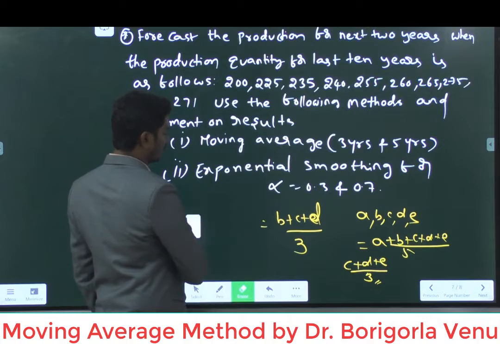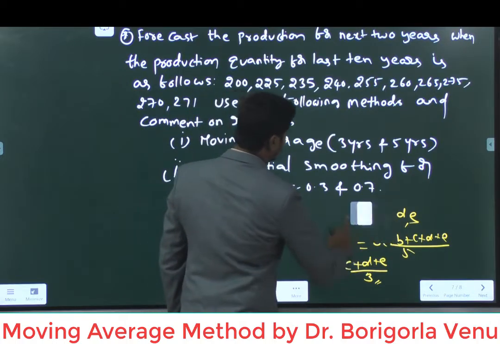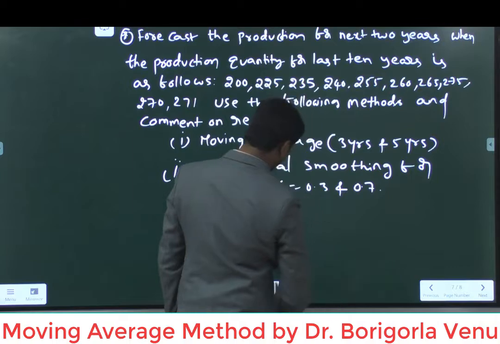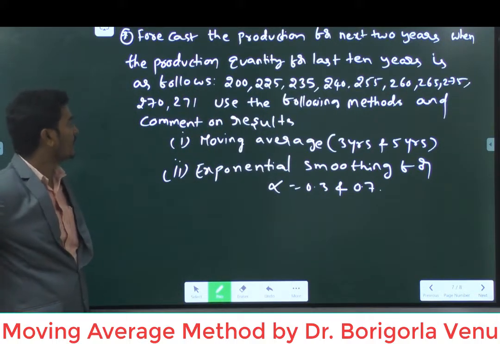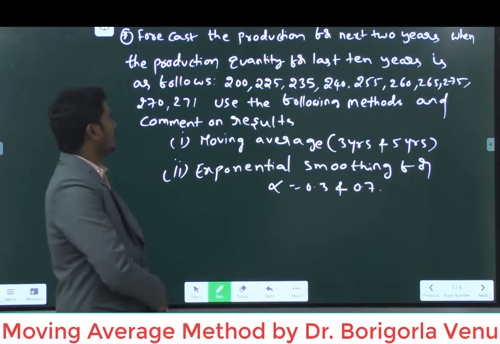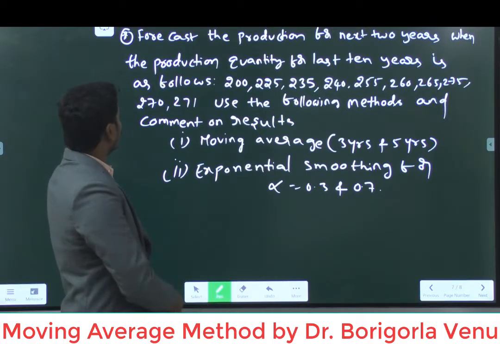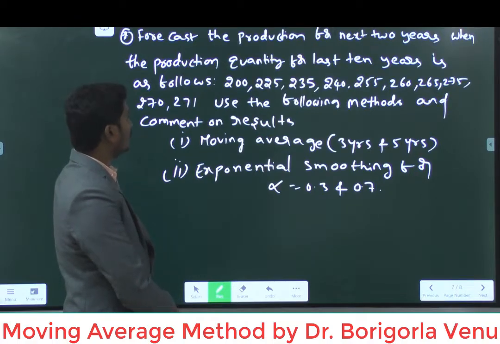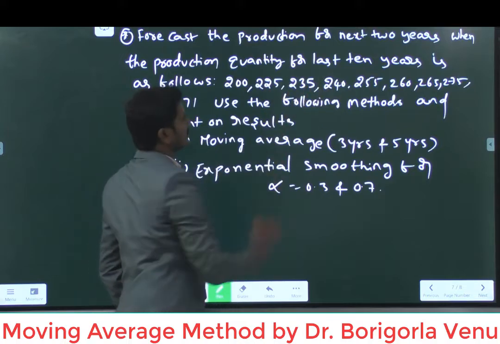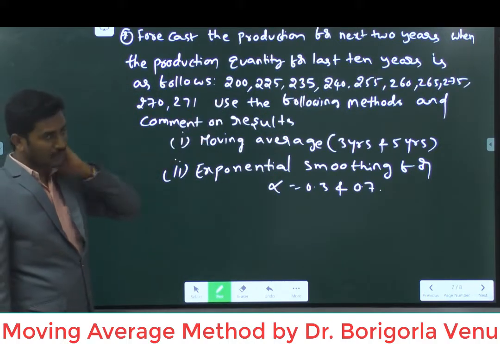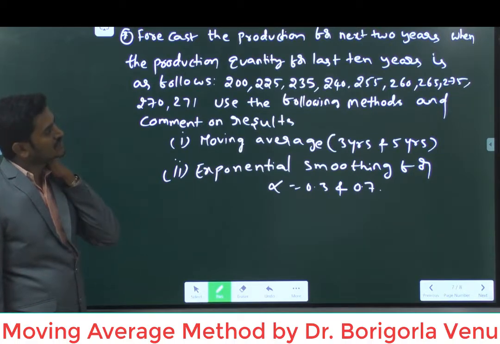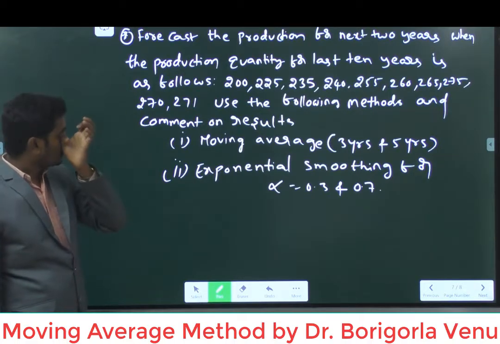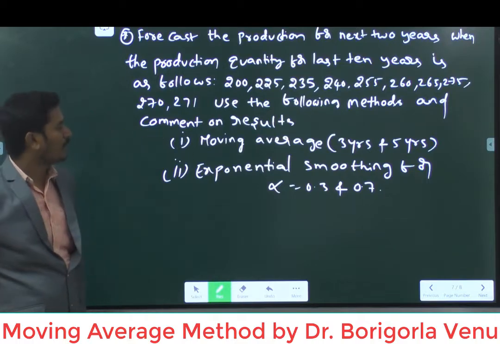Here in our problem, they have given some coefficients and the productions. Based on that production, we are going to calculate. Coming to the example, it says forecast the production for the next 2 years when the production quantity for the last 10 years is as follows: 200, 225, 235, 240, 255, 260, 265, 275, 270, 271. Use the following methods and comment on the result.